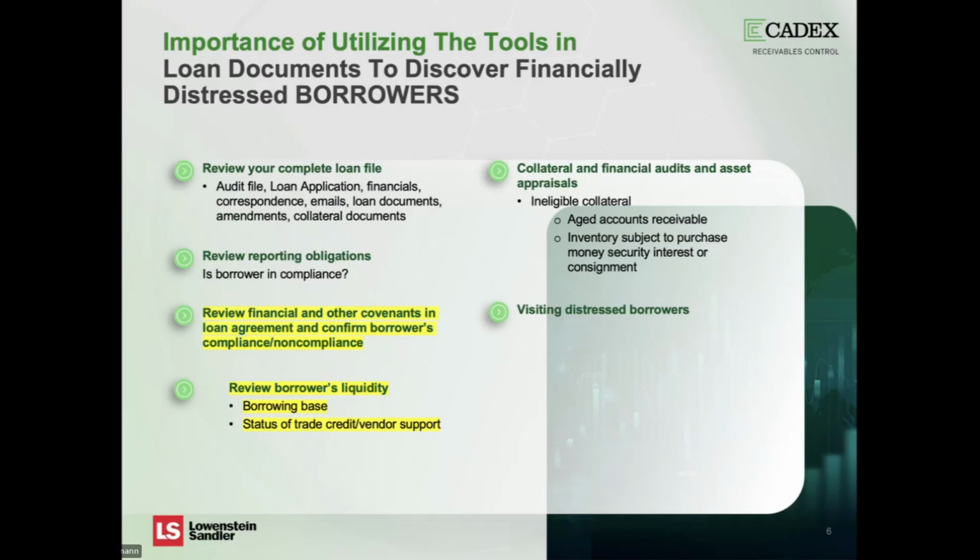You should be reviewing the financial statements, all the emails, and in particular, review your loan documents, amendments, and collateral documents. That's the security agreement and the UCC financing statement. And we'll talk about why that's so important when we get to the next slide. But I have one more, and then I want to turn this over to Patrick.